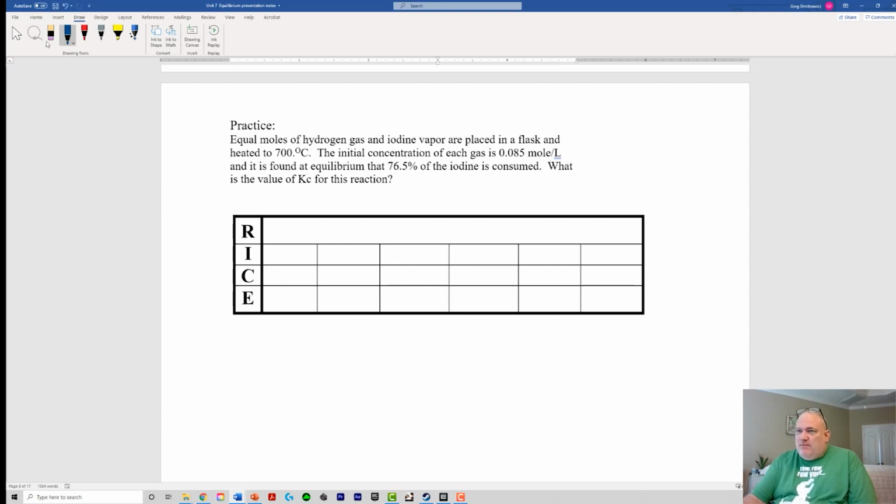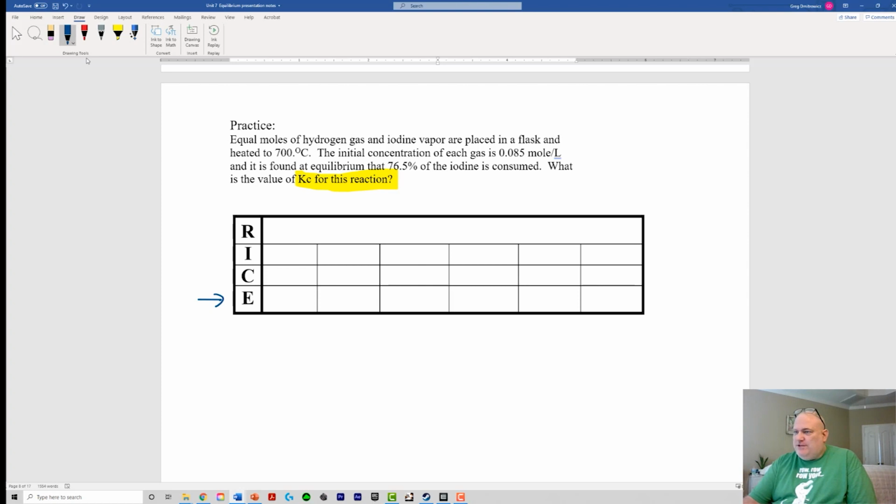In this particular problem, I want to focus on this again. What are they asking us to solve for? They're asking us to solve for the KC. If they're asking us to solve for the KC, mustn't they give us all of these equilibrium values? Now, there's more spaces in this table because it's a generic table, but I'm going to write in the values for what the equation is.